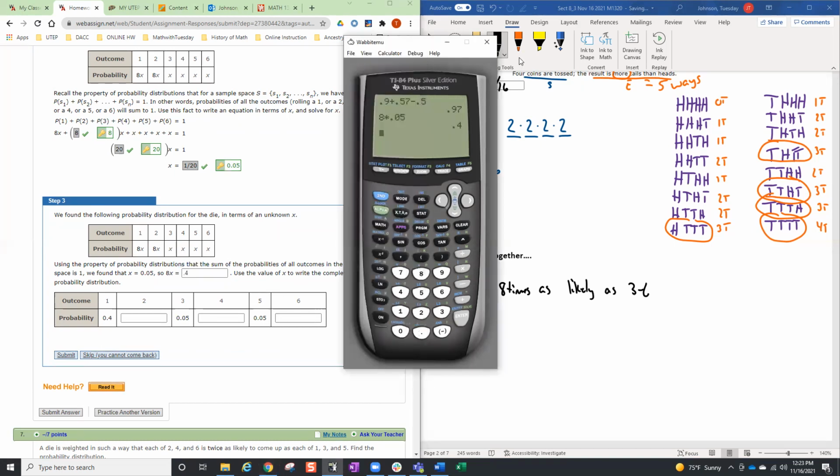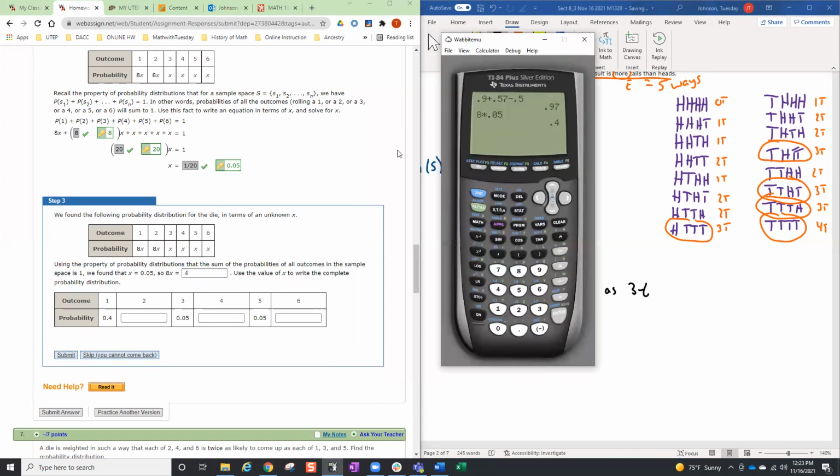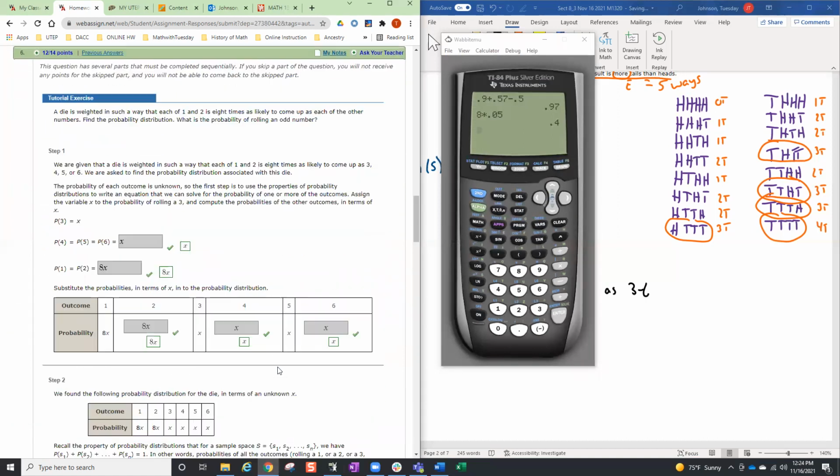Use the value of X to write the complete probability distribution. So look, they even gave us what 8X is. Put in a decimal. 0.4, 0.05, and I'm going to make them match exactly how the other ones are written so that I don't have to worry about, did I get enough decimals? Did I put it right? I'm going to make them all match.